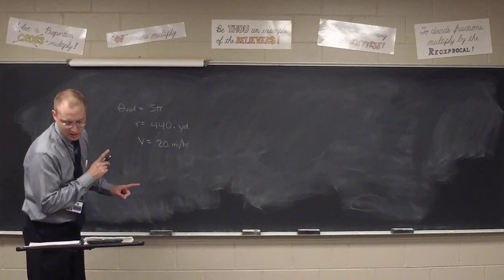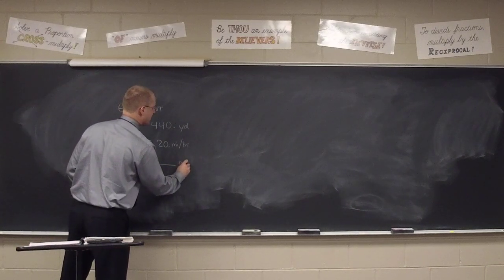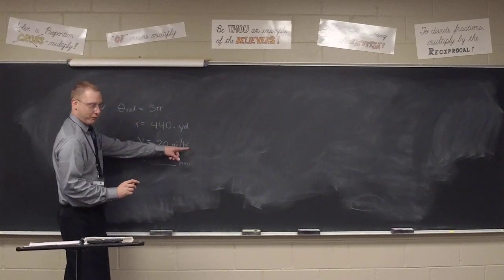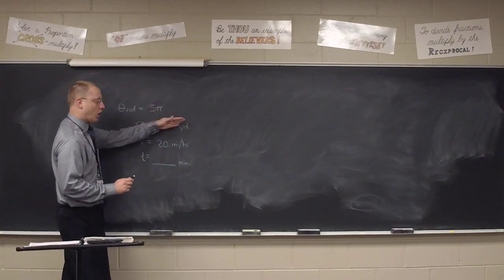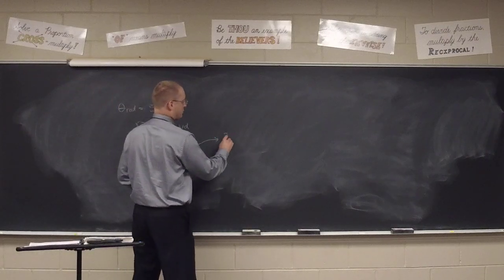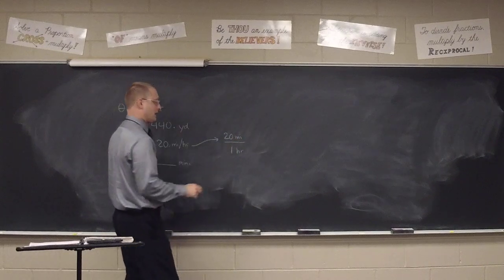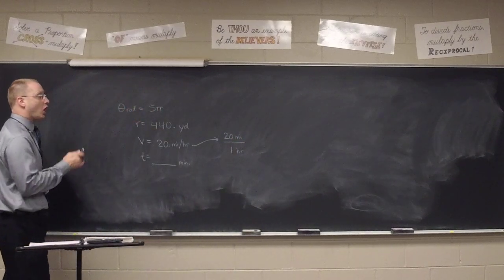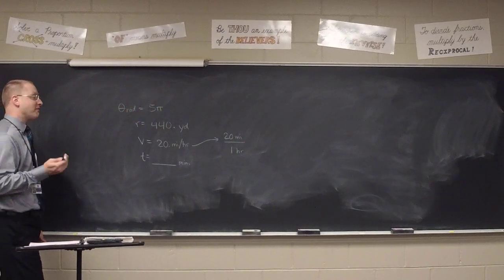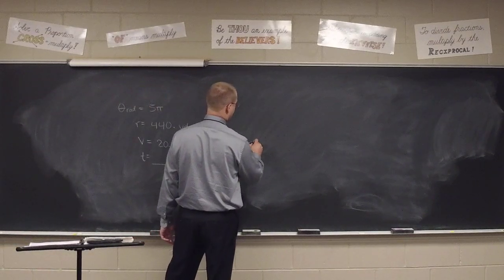Now, the question is, how many minutes does this require? So my answer of time is going to be in minutes. Minutes doesn't jive with hours. Furthermore, the radius is in yards. Yards doesn't jive with miles. So let's change this here, my 20 miles per 1 hour, and let's use dimensional analysis to change this into yards per minute. They give me one important number, and that is that a mile is 1,760 yards.